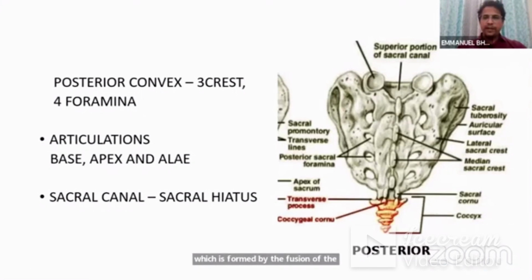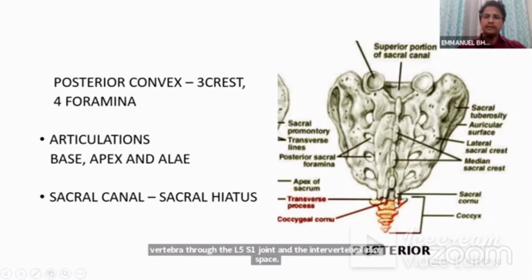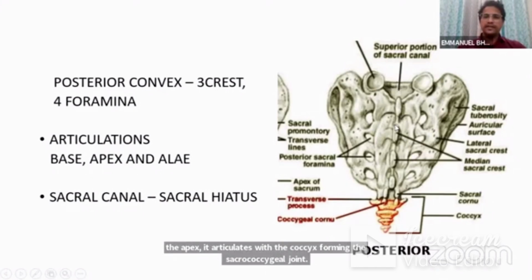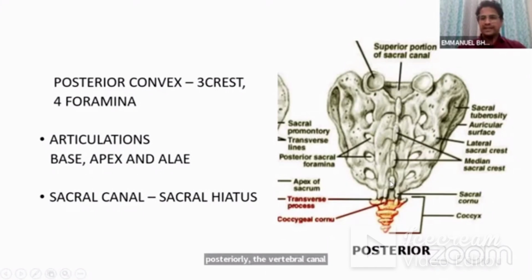Now, if we look at the articulations, the base of the sacrum articulates with the L5 vertebra through the L5-S1 joint and the intervertebral disc, while the apex articulates with the coccyx, forming the sacrococcygeal joint. Posteriorly, the vertebral canal continues as the sacral canal, which ends as the sacral hiatus at the level of S4.